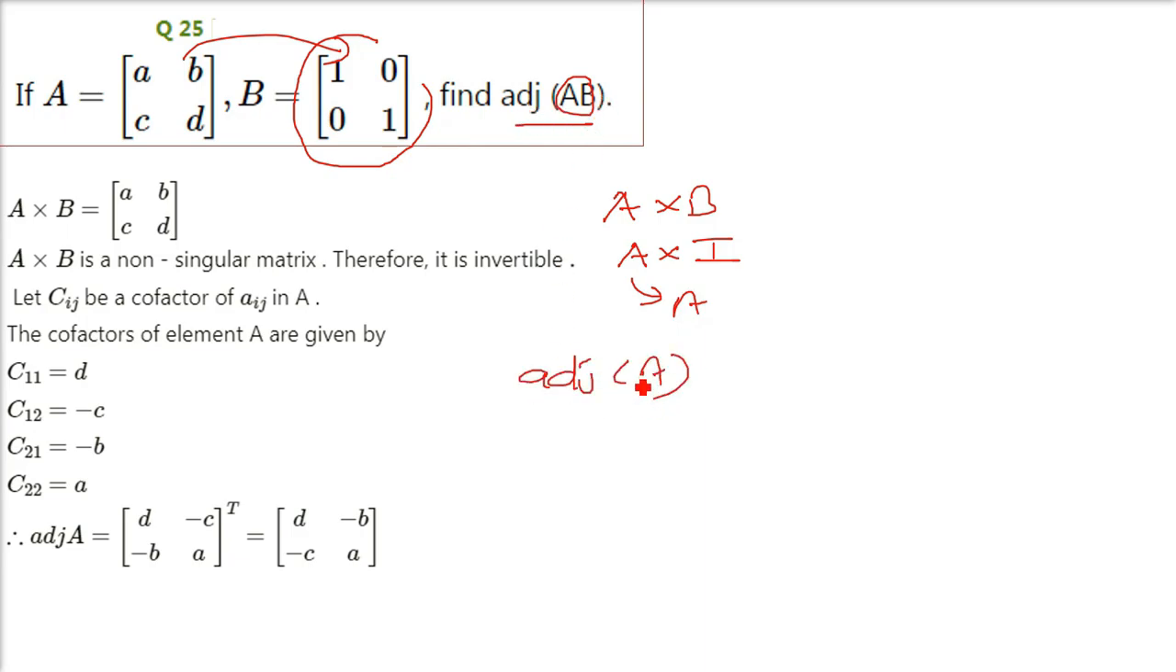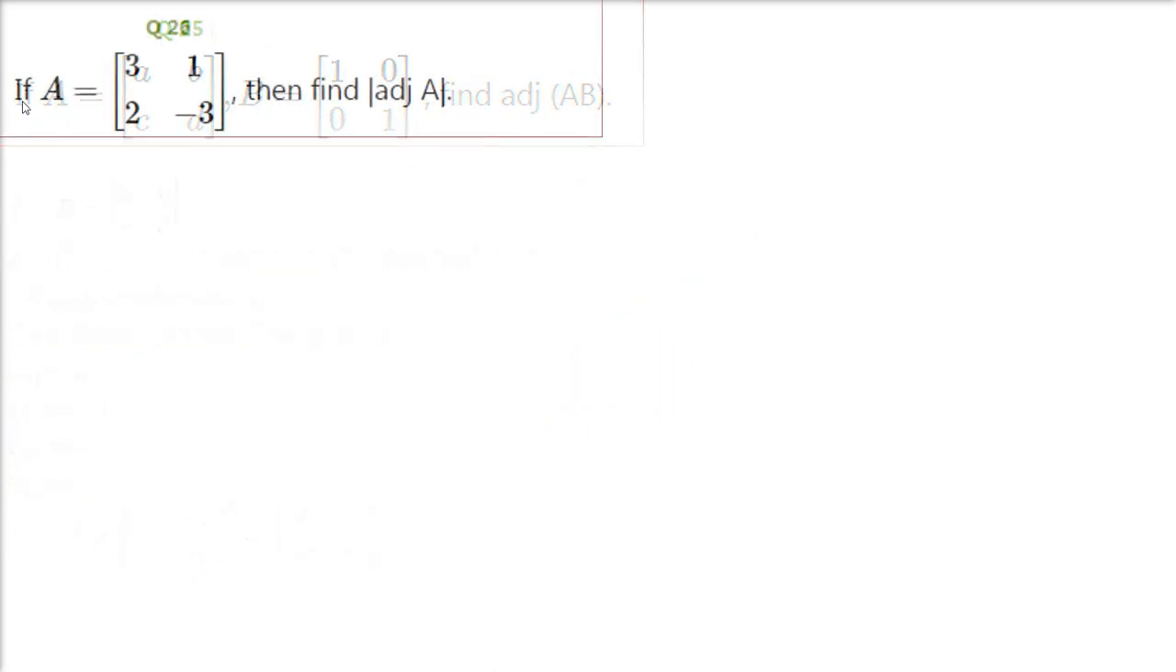And you know how to do this adjoint of A? Just exchange A and D and change the signs of the other values. There is only one catch in this question: rather than starting to multiply A with B and trying to find that A comes back, remember it's always that A into B, which is I, is A. Now A is this matrix, then find the determinant of adjoint of A.